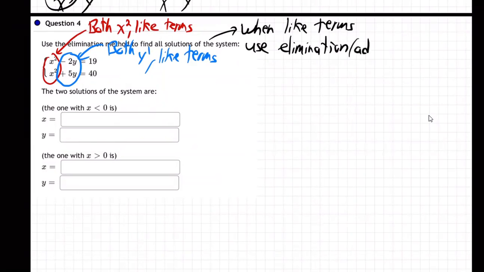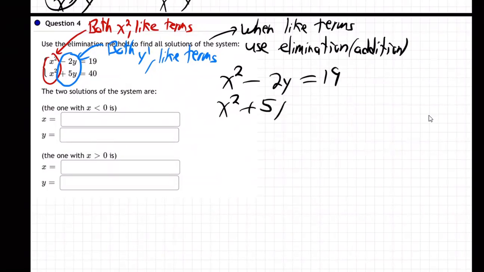It's also called the addition method. So I'm going to use that. So let me write it down here. So x squared minus 2y equals 19. And x squared plus 5y is 40. Okay, so I'm going to use the elimination method. Remember how elimination method works?